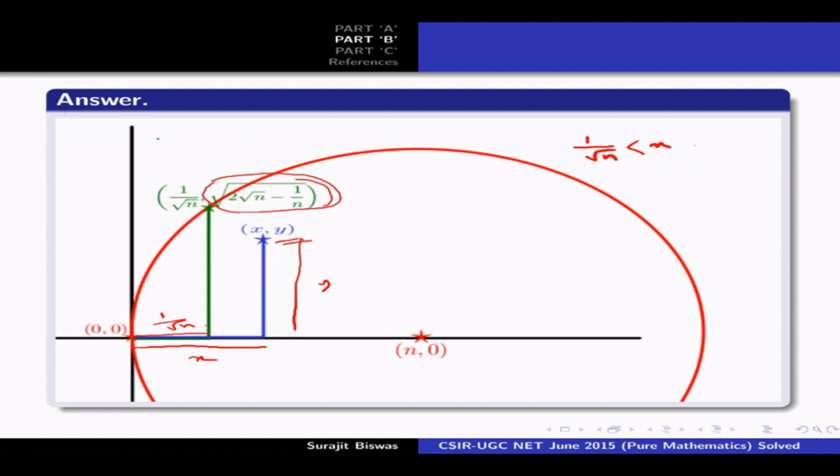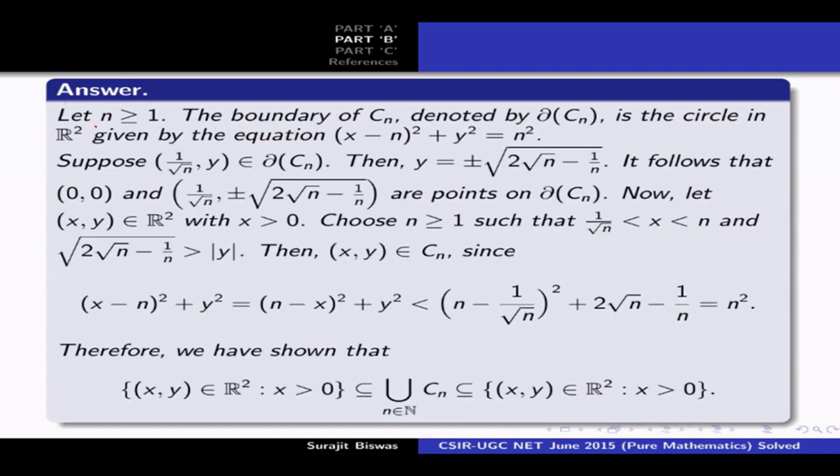So let n bigger than or equal to 1, the boundary of Cn denoted by delta Cn is the circle in R2 given by the equation (x minus n) square plus y square equal to n square. Now suppose (1 by square root n, y) is in delta Cn, then y has to be equal to this. It follows that (0, 0) and (1 by n, plus minus square root 2 square root n minus 1 by n) are points on delta Cn.